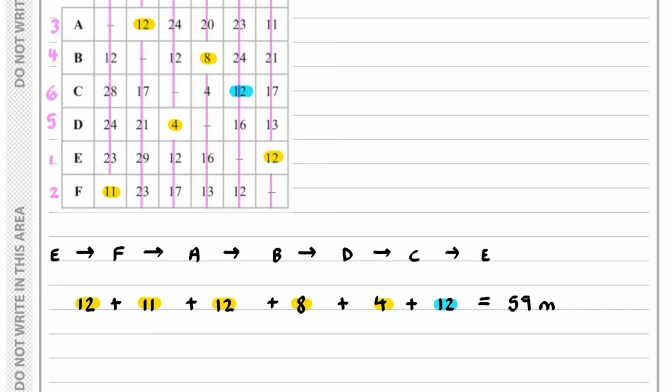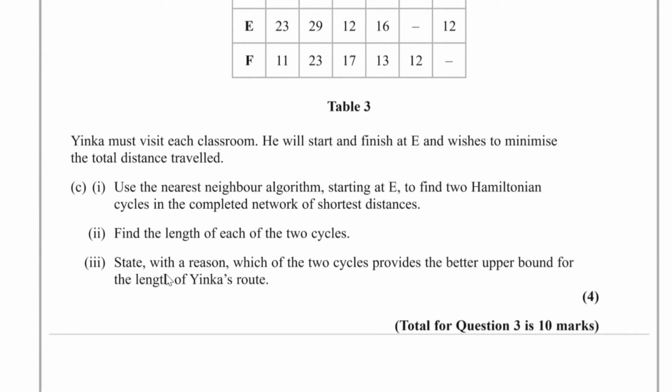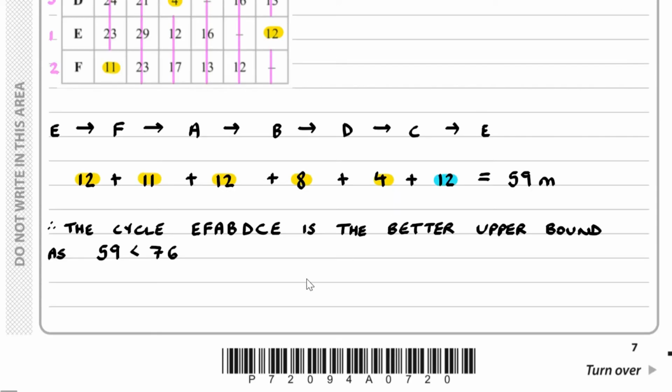Now, if we go back to the question, we were asked for the third part to state with a reason which of the two cycles provides a better upper bound for the length of Yinka's route. So what we see then is this cycle, EFABDCE, is the better upper bound because it contains a smaller value. The 59 is smaller than the 76.